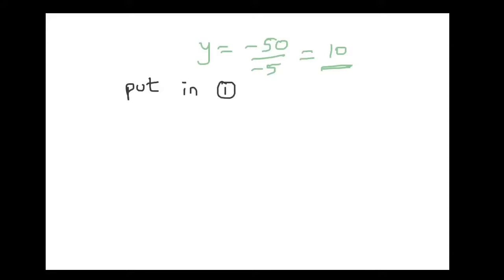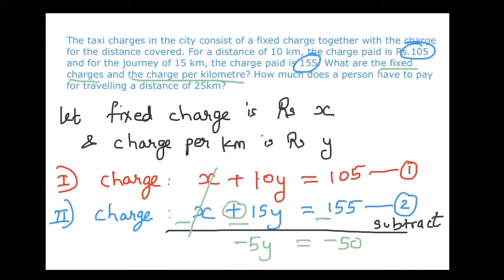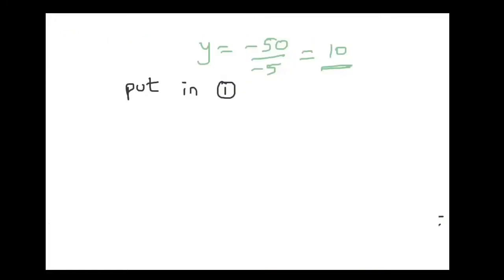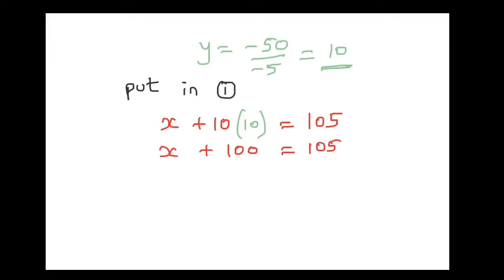What was equation number 1? X plus 10Y equals 105. So putting in this, X plus 10, now instead of Y we have the value 10, and the answer was rupees 105. So we have X plus 100 equals 105. Therefore X equals 5. So now this is your value of X.